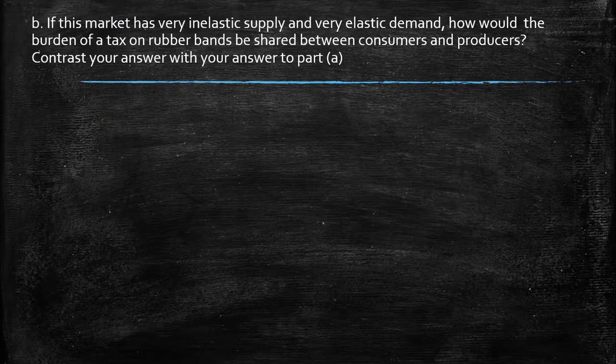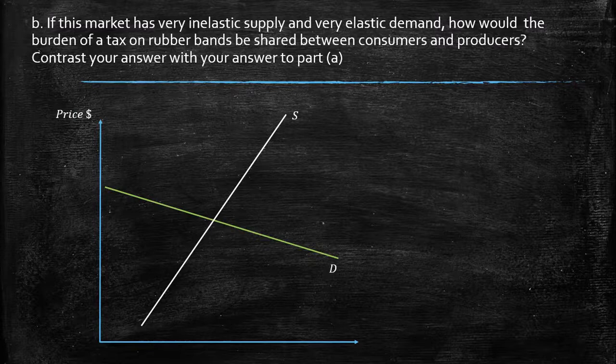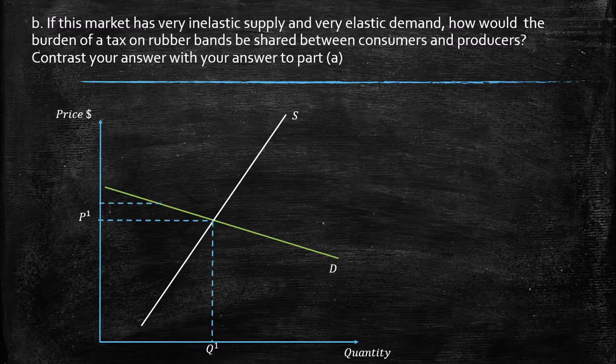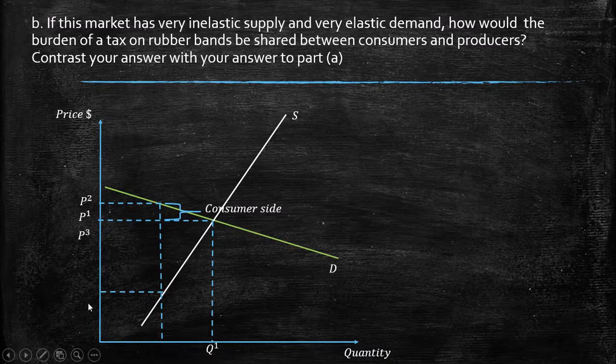So B, in this market, it has very inelastic supply and very elastic demand. How would the burden of a tax on rubber bands be shared between consumers and producers? Contrast your answer with your answer to part A. So here we have the opposite case: a very inelastic supply and a really elastic demand. We assume that the size of the tax is exactly the same, but here we have another case, because since the demand side is really elastic, they have to pay P2 instead of P1, which is smaller than the price. I put it wrong here, sorry, it has to be around here. So in this case, the producers will receive just P3. So we see here the producer side.